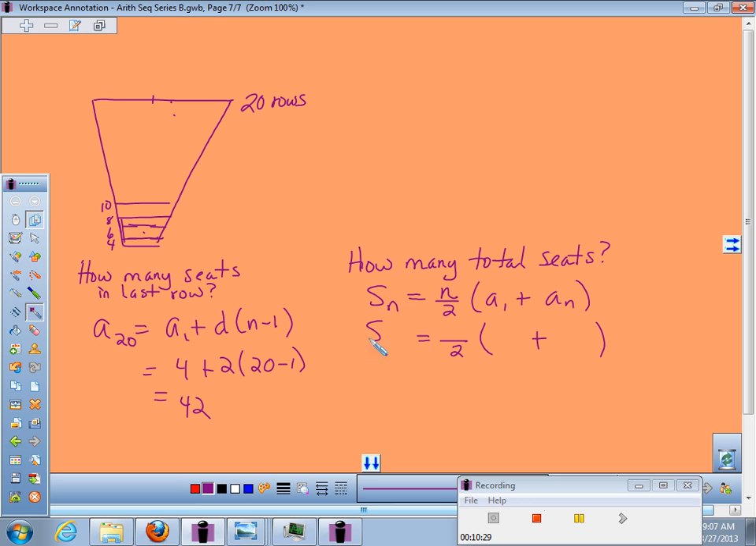So I need the sum of all 20 rows. So in this case, what's n when I want to sum this up? There are 20 rows. Your first term is 4. Your last term is 42. We fortunately already figured it. It's 42. So that's going to be 46 times 10, or there are 460 seats in that particular section.